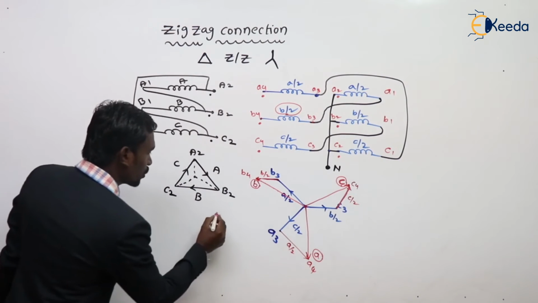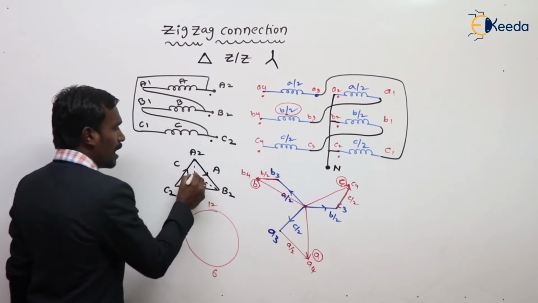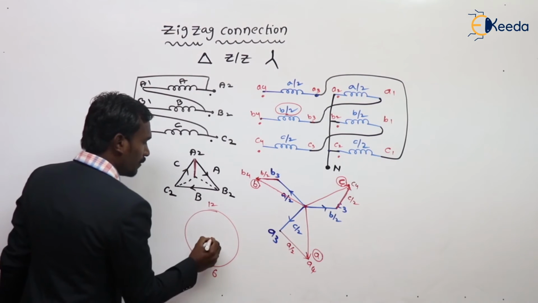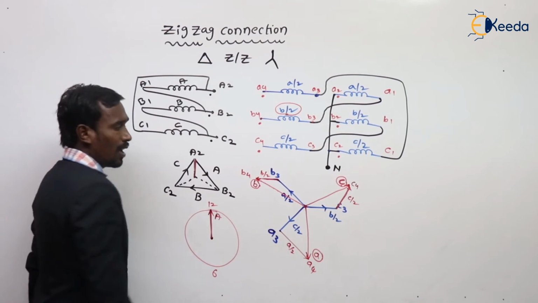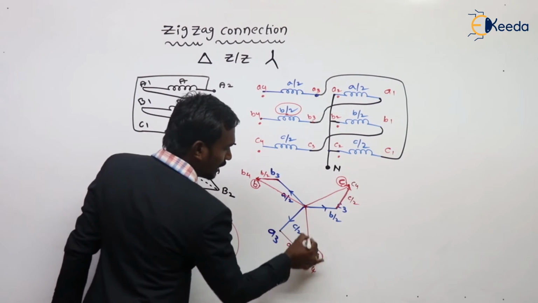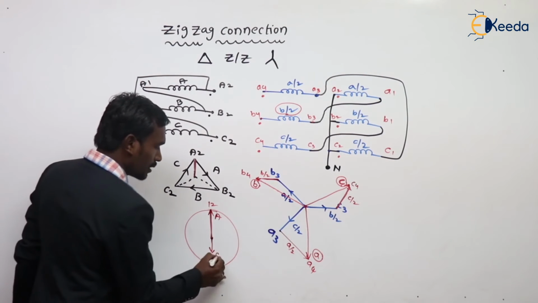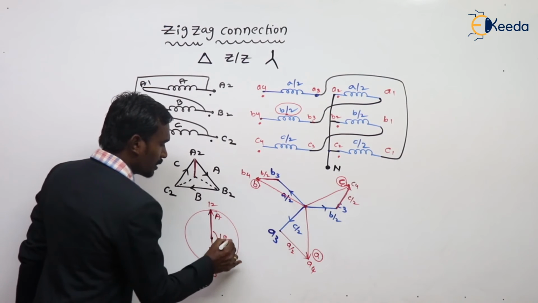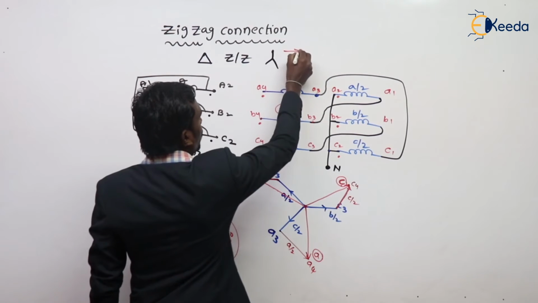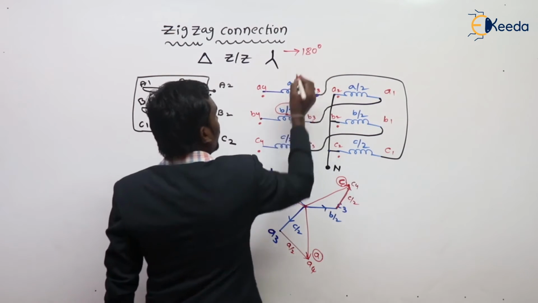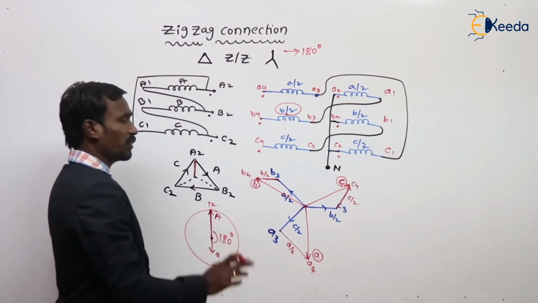Now superimpose these two. This is 12 o'clock, this is 6 o'clock, and this is our reference. Always this is our reference. This is capital A. And see here, our small a is exactly downwards. This is small a, and the phase shift is 180 degrees. So delta zigzag star gives us 180 degree phase shift.